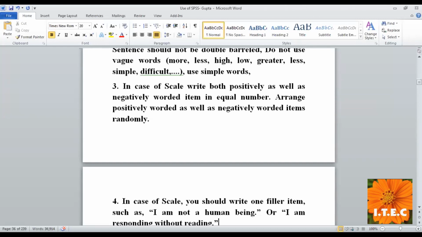And this item should not be kept in the beginning or at the end. It must be placed somewhere in between. And you have to write only one filler item, not more. Here I have written one filler item. You cannot have more. Put the filler item somewhere in the middle.